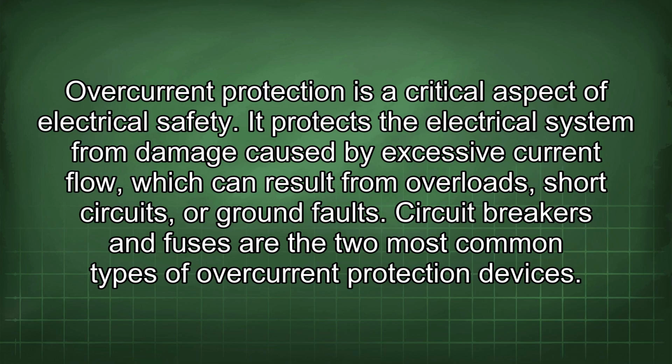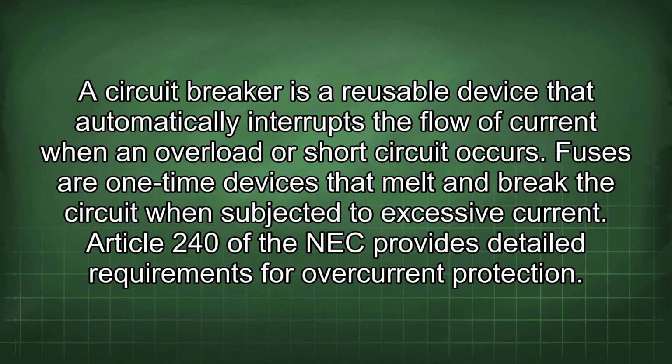It protects the electrical system from damage caused by excessive current flow, which can result from overloads, short circuits, or ground faults. Circuit breakers and fuses are the two most common types of overcurrent protection devices. A circuit breaker is a reusable device that automatically interrupts the flow of current when an overload or short circuit occurs. Fuses are one-time devices that melt and break the circuit when subjected to excessive current.